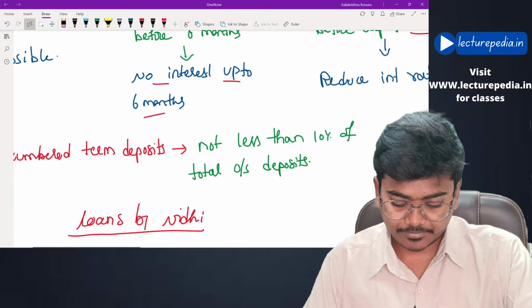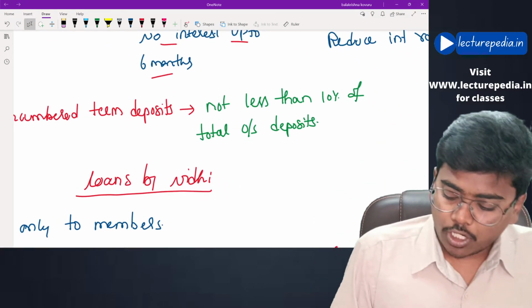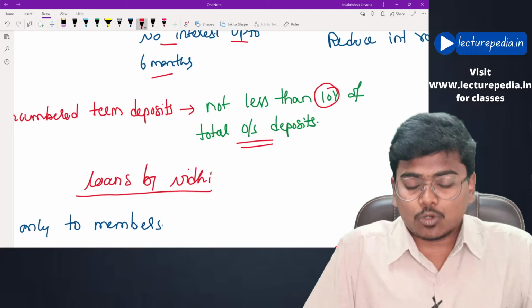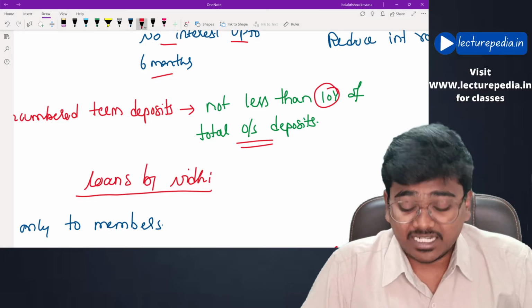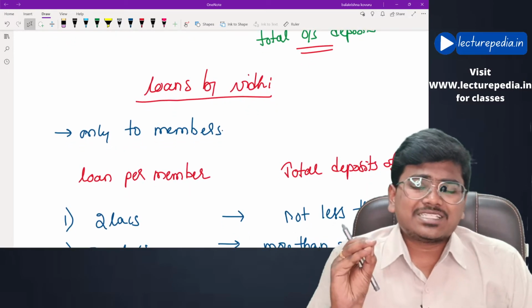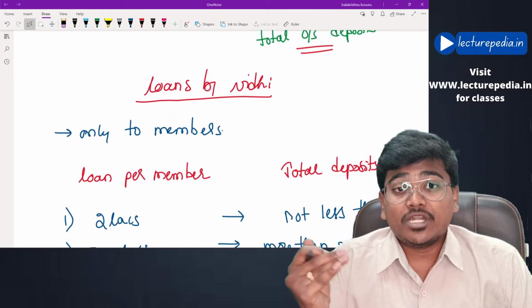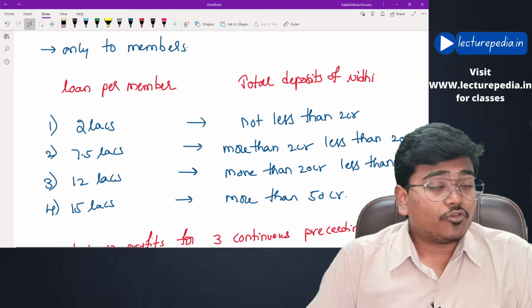Next, unencumbered term deposits, not less than 10% of the outstanding deposits. That must be the unencumbered term deposits that the Nidhi must maintain. And loans by Nidhi. First of all, loans can be given by Nidhi company only to its members. And what is the maximum amount of loan per member?